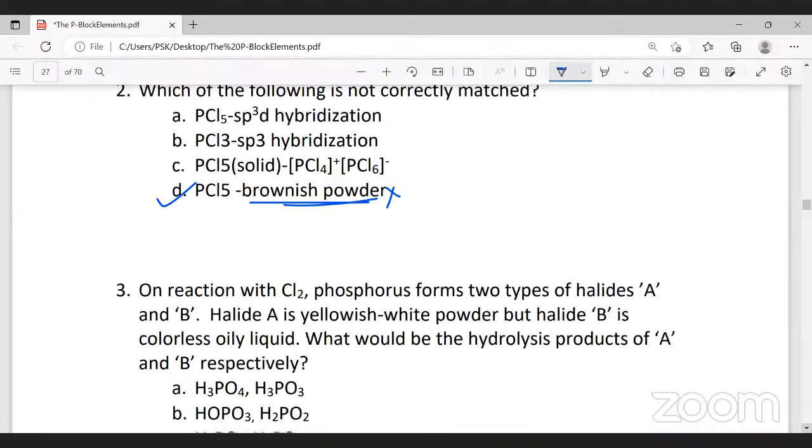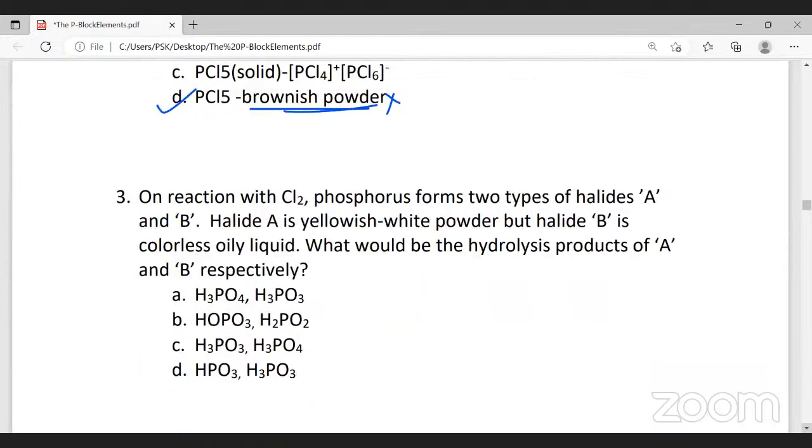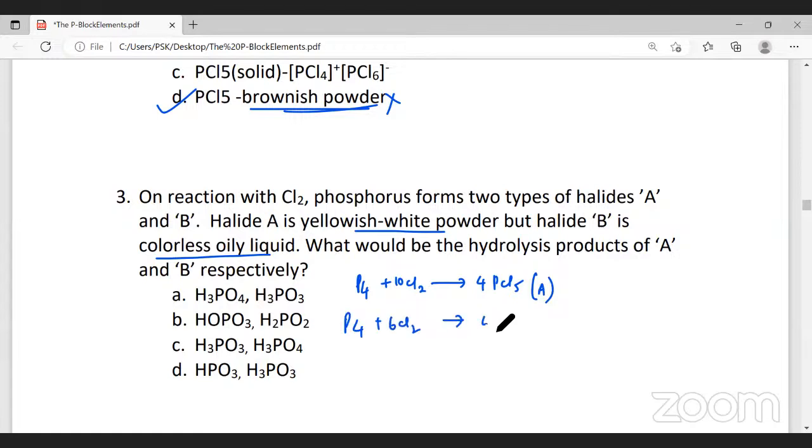The next question, on reaction with chlorine, phosphorus forms 2 types of halides, A and B. Halide A is yellowish white powder, but halide B is colorless oily liquid. What would be the hydrolysis product of A and B? So white phosphorus, P4, when it is reacted with excess chlorine, we get PCl5. This is A. Now, this white phosphorus, when it's treated with a minimum supply of chlorine, we get PCl3. This is B.